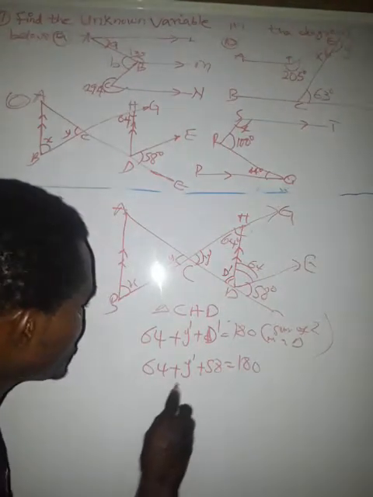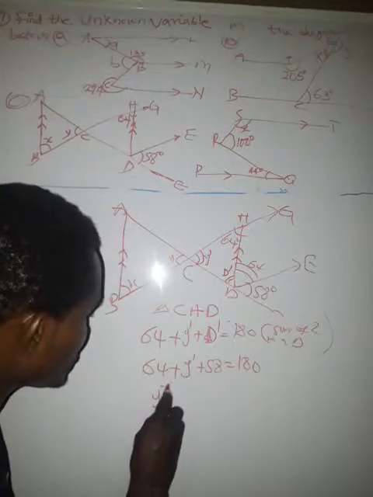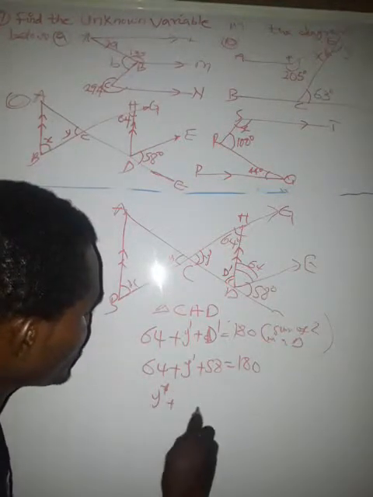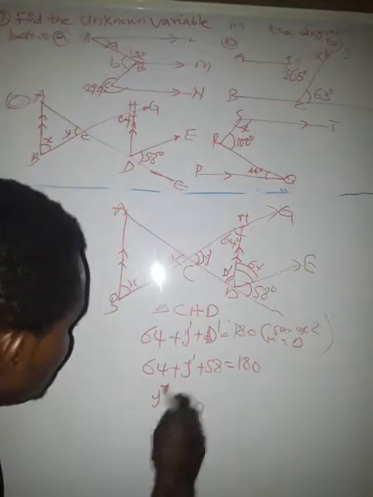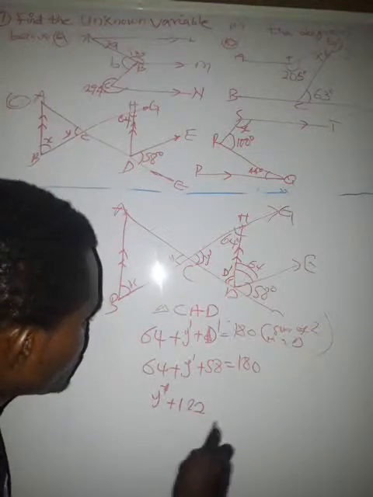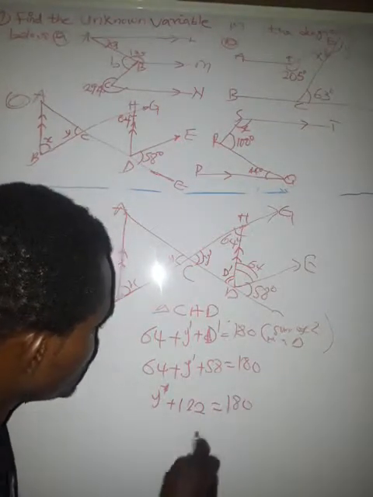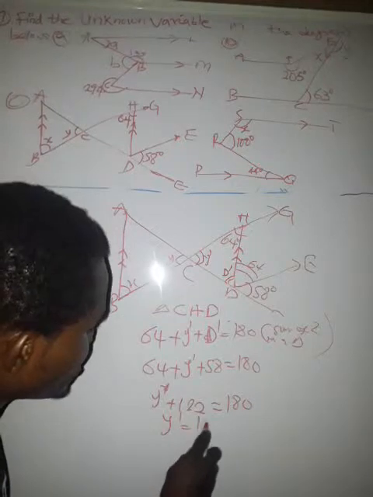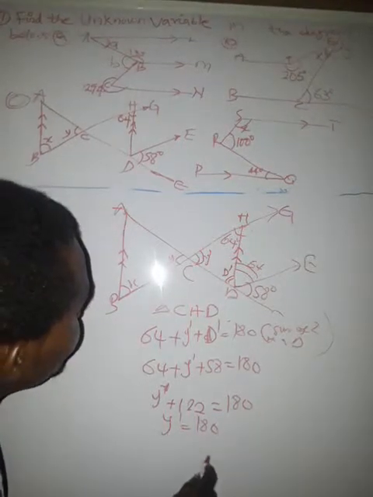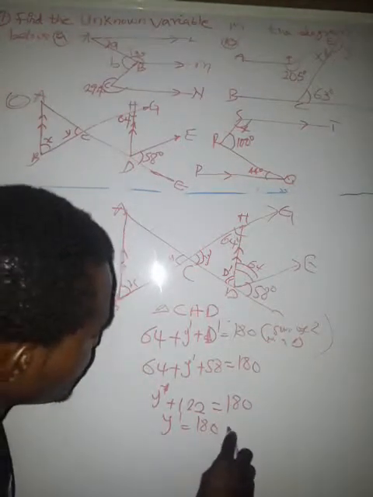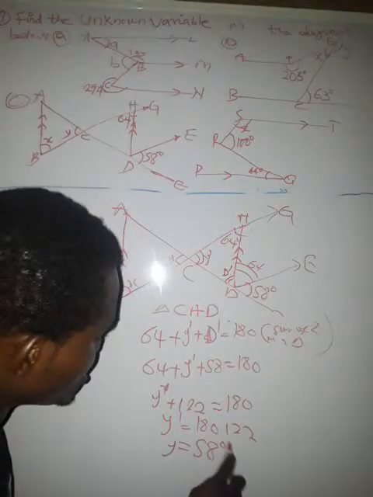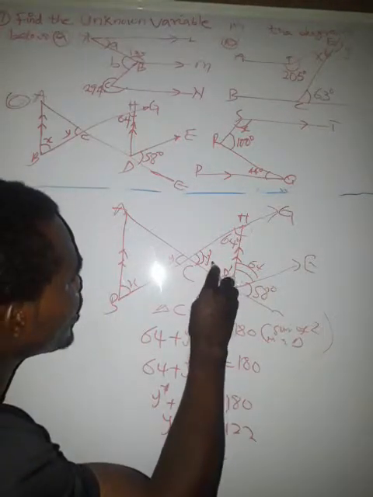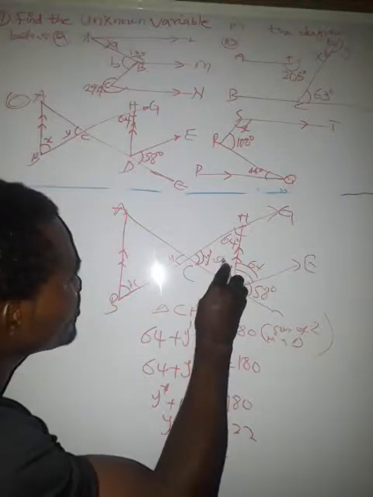So I can now say 64 plus y prime plus 58 equals 180, so y prime equals 58 degrees. Now you see, with my proof I was able to get that this place is 58 degrees.